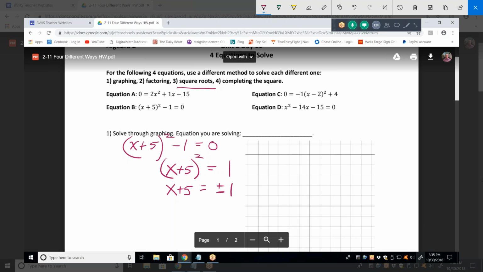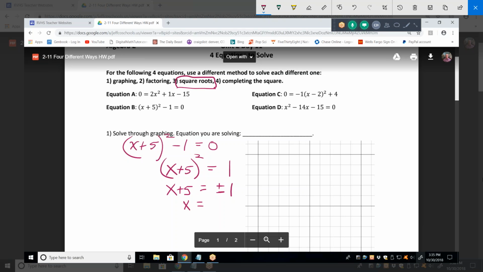That's the secret. When you are solving a quadratic by taking square roots, always start your answer out with the words plus or minus. That's probably the toughest thing of any of these 4 methods. I would say about 90% of my students forget the plus or minus. Okay, now let's finish the problem. If x plus 5 equals plus or minus 1, then what does x equal?